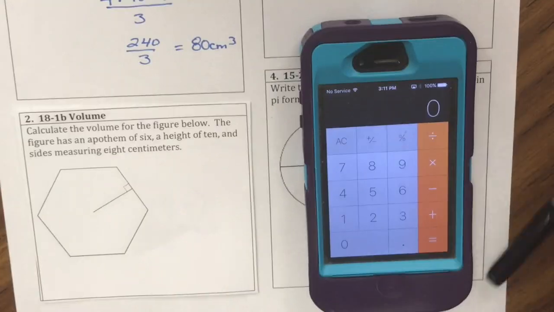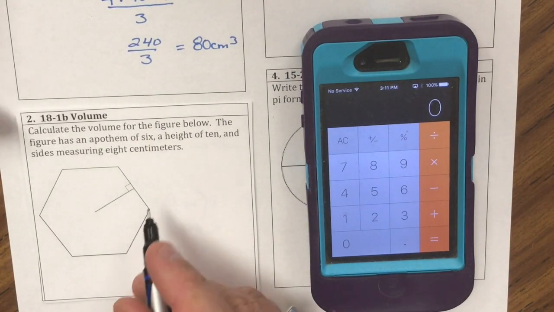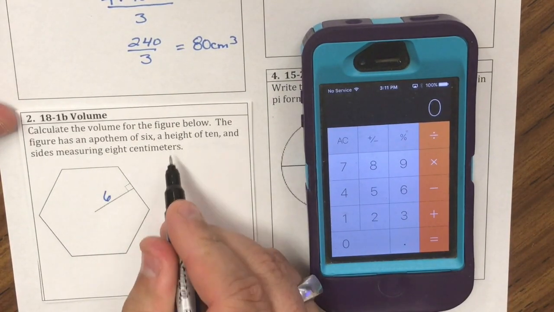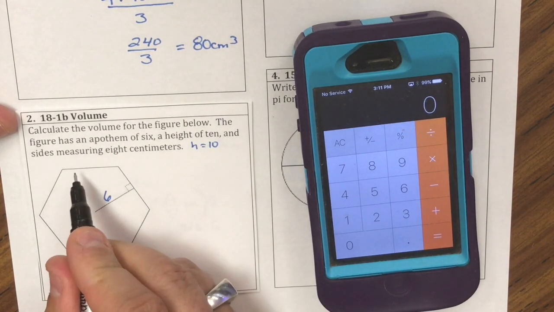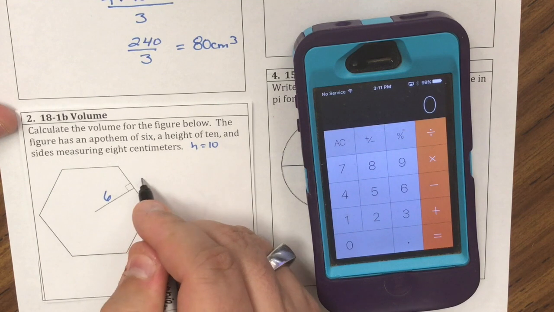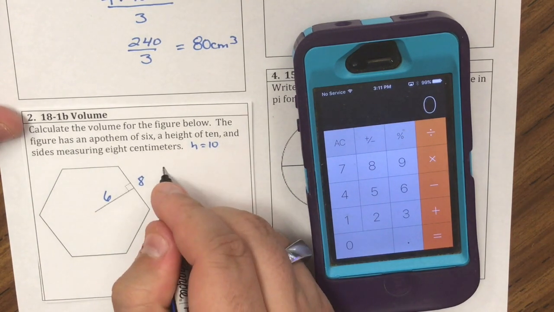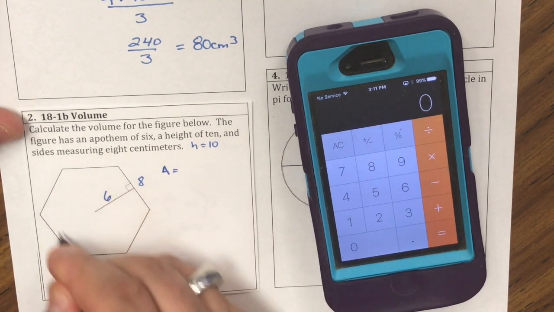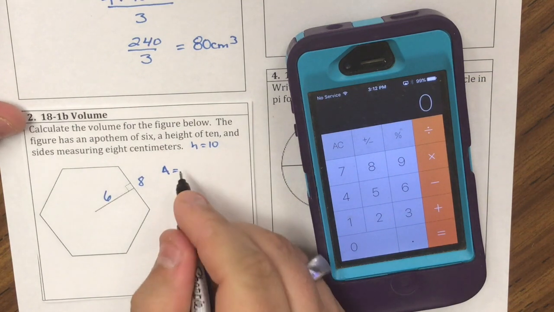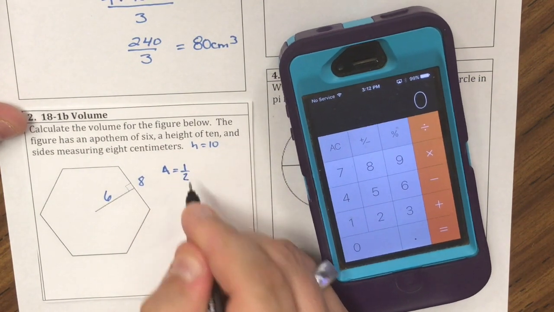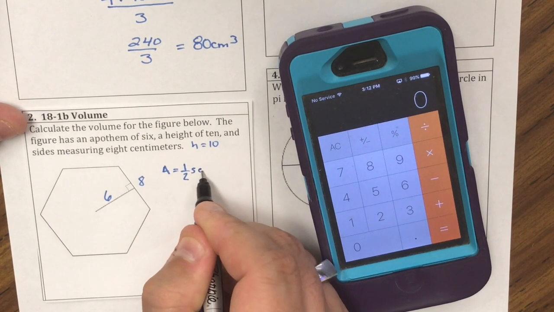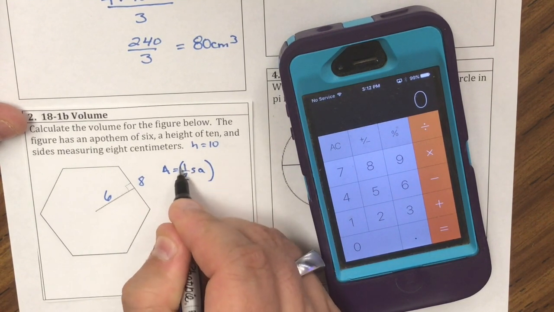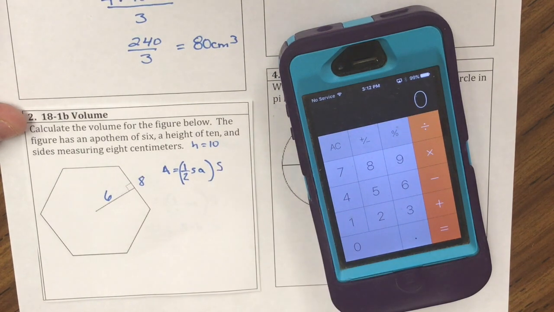Calculate the volume for the figure below. The figure has an apothem of 6, a height of 10, I'll record that, and sides measuring 8 centimeters. I know that area of this base is necessary to calculate the volume, so I'm going to do that first. So it's 1/2 the side times the apothem times the number of sides.